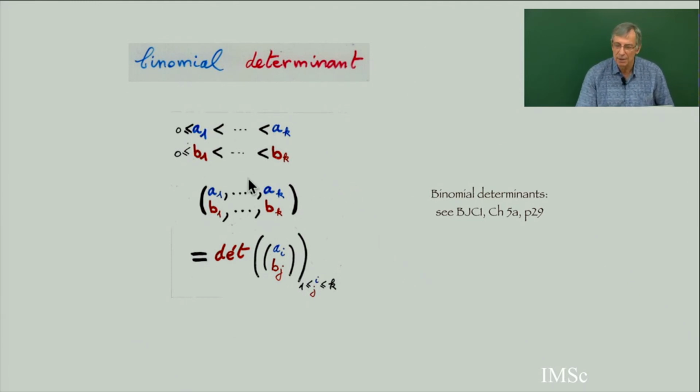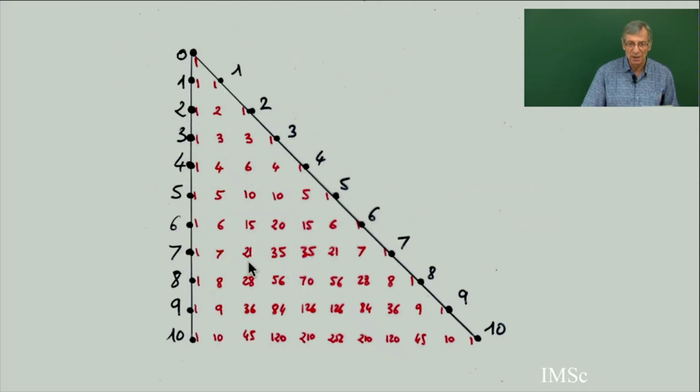So what is a binomial determinant? You take some strictly increasing sequence of numbers greater than or equal to 0. This notation is an extension of the notation for a single binomial coefficient. You take the binomial coefficients of a_i, b_j for i and j between 1 and k, and you take this determinant. This is called the binomial determinant. Using the LGV lemma, you get immediately a proof that these are positive numbers, and you get an interpretation. So let's take this Pascal triangle.